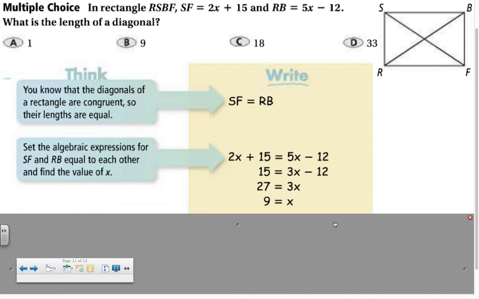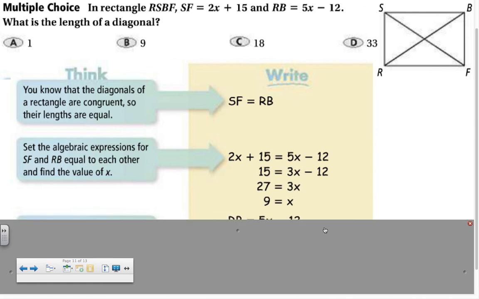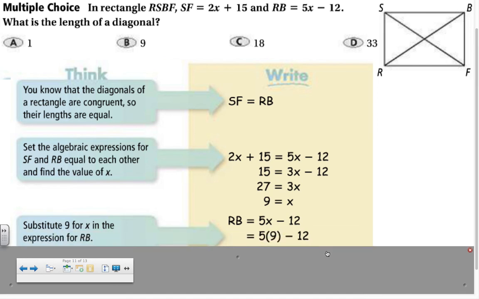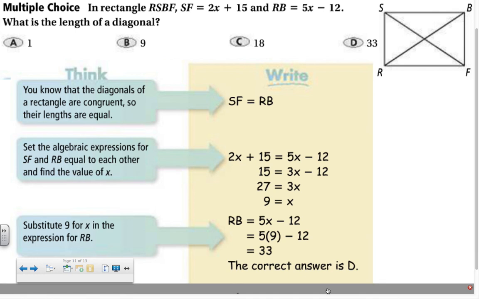So I get that x is 9, but that's not what the question is asking. It's saying what's the length of a diagonal? So I'm going to plug 9 back in to RB, which is 5x minus 12. 5 times 9 minus 12 is 33. So the correct answer here is D, 33. And it stems from the fact that in a rectangle, diagonals are congruent.